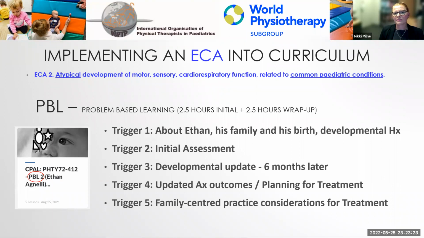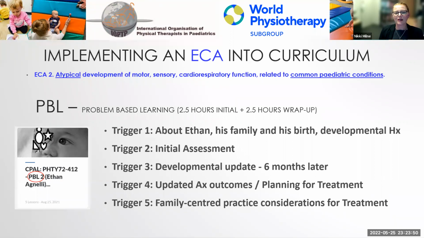And the reason we jumped to that is because of some of the social circumstances going on for Ethan, where his parents withdraw him out of therapy. So 6 months later, his grandmother becomes involved in his care and he returns to the physiotherapist. So he has a new assessment done. So we get to see some trajectory of his development. And then trigger 4 is about updated assessment outcomes and planning for treatment.